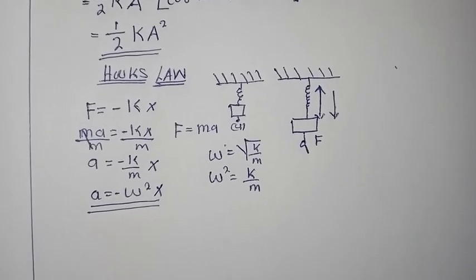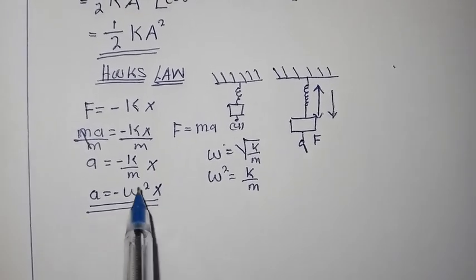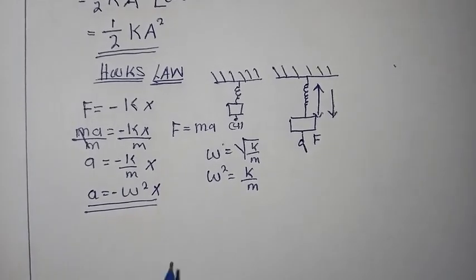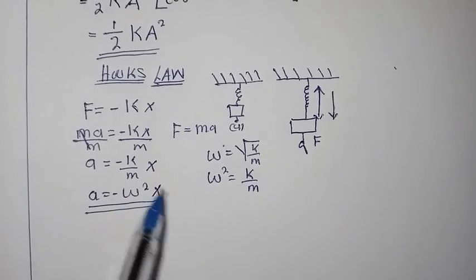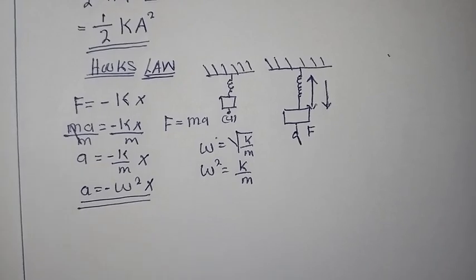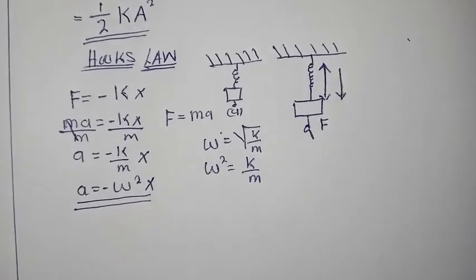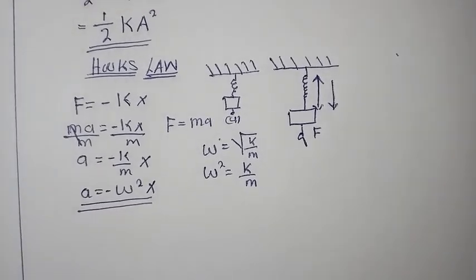So that is how we find the formula for the acceleration. You can use this one provided you have the k constant and the mass, or you can use this one provided you have omega squared given to you. So this is how simple this is. Hope it's clear.